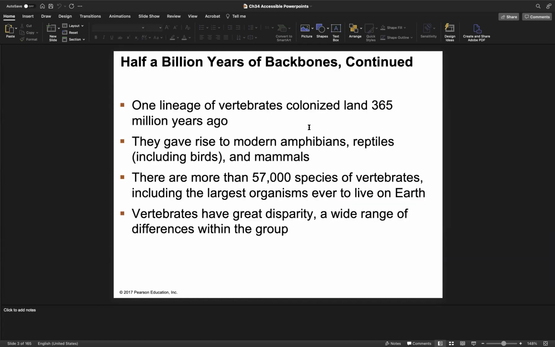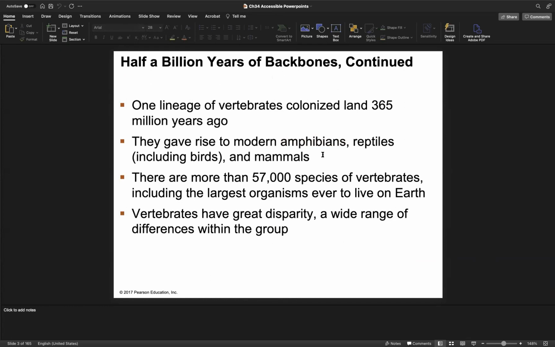And so the lineage of vertebrates that colonized land took place 365 million years ago. That is where you get your amphibians, your reptiles. Notice it says reptiles, including birds, because birds are included in that. And then also your mammals.